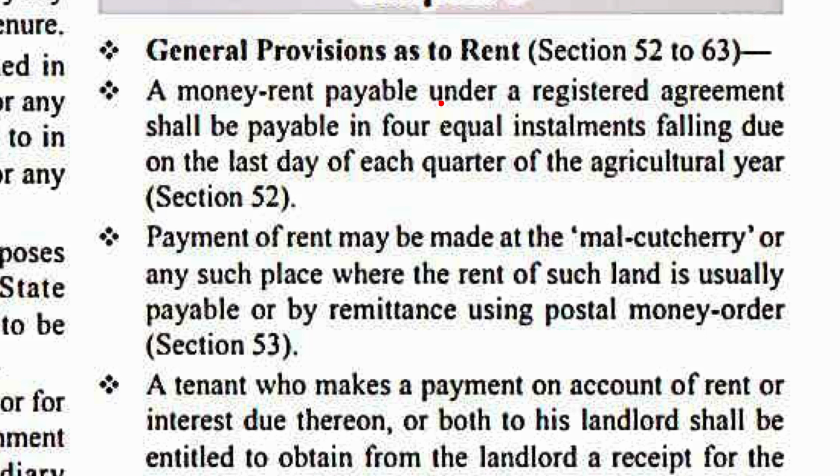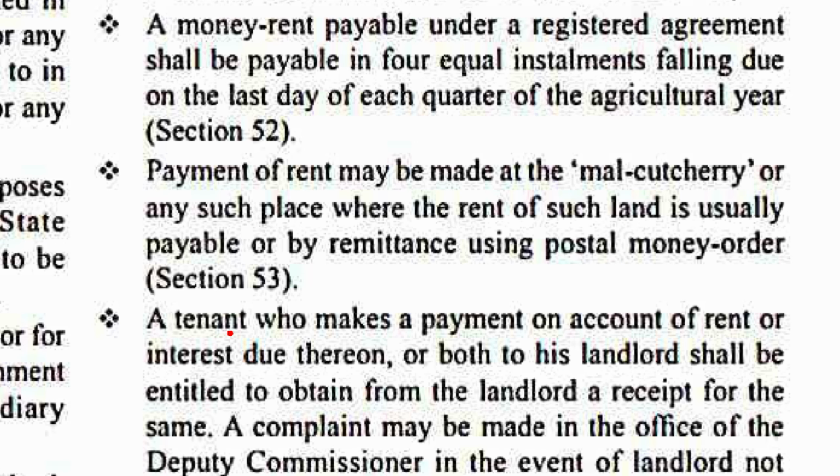A money rent payable under a registered agreement shall be payable in 4 equal installments, falling due on the last day of each quarter of the agricultural year. Payment of rent may be made at Mal Kacheri or at any such place where the rent of such land is usually payable, or by remittance using postal money orders.